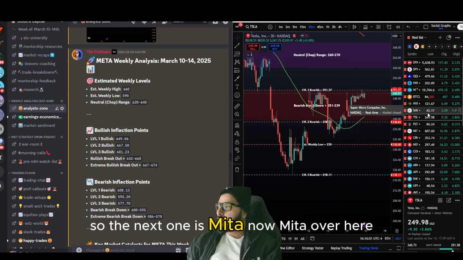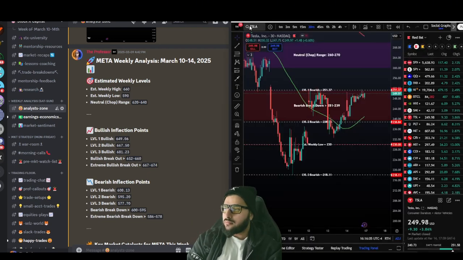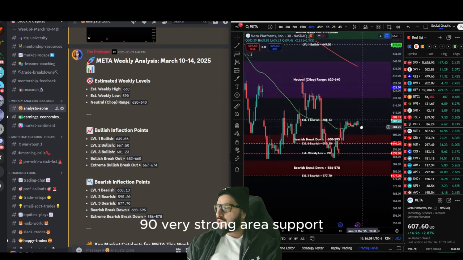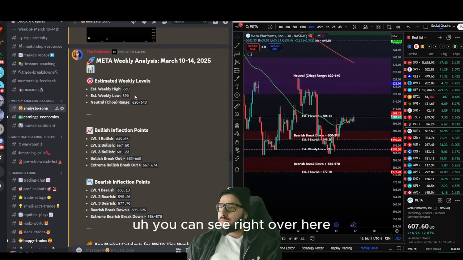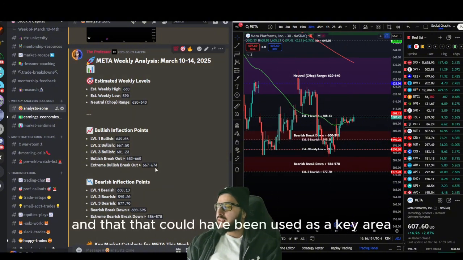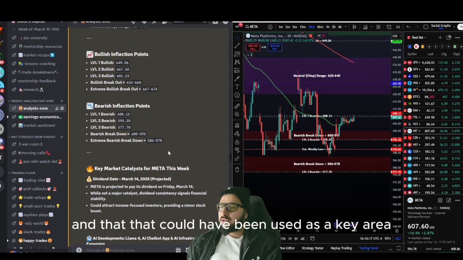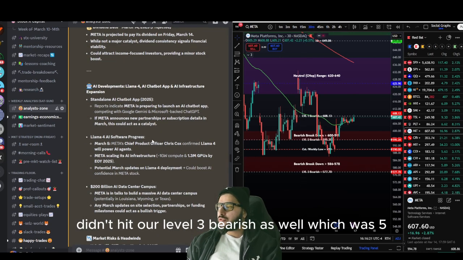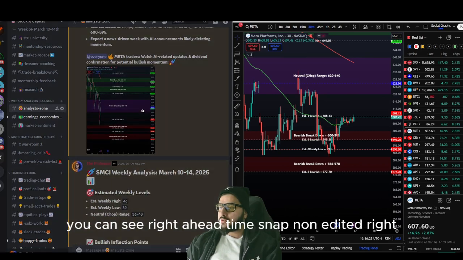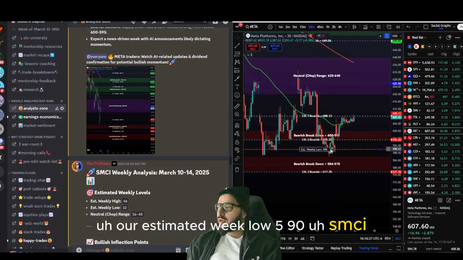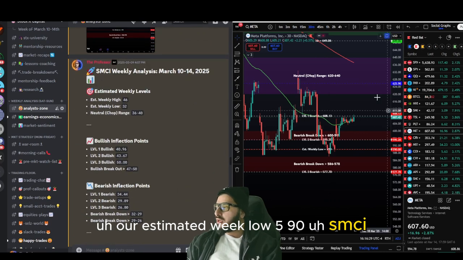Okay, so the next one is Meta. Now Meta over here, we knew that the estimated weekly low of 590 was a very strong area of support. You can see right over here, that's where tons of buyers always tend to come, and that could have been used as a key area to buy calls. It also didn't hit our level 3 bearish, which was 577.0. You can see right here, timestamp non-edited, right? Our estimated weekly low, 590. SMCI.